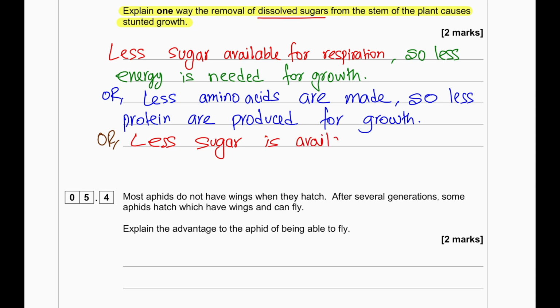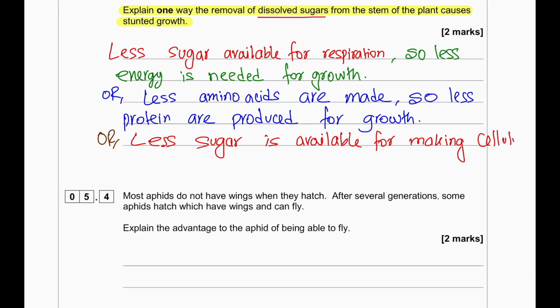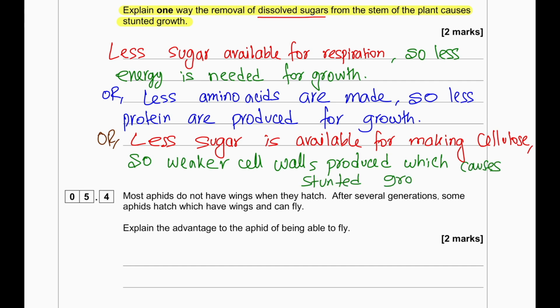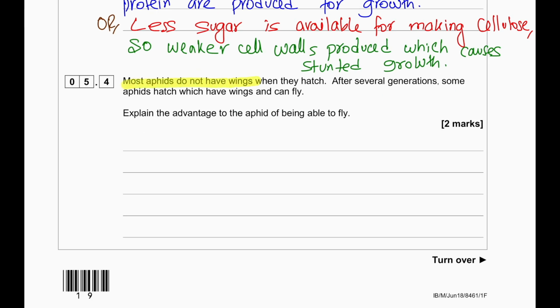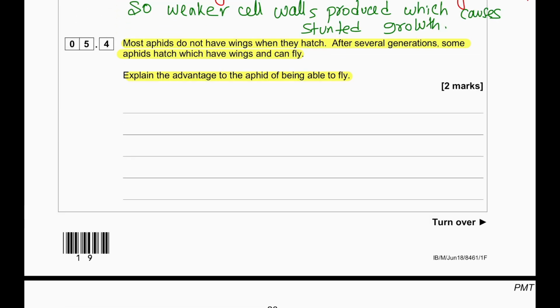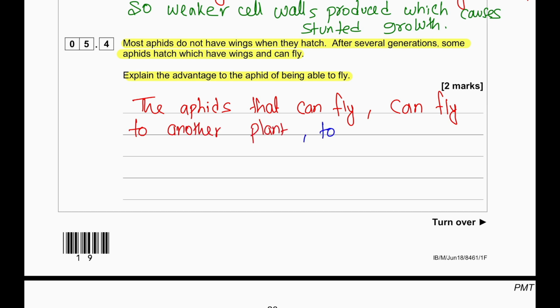A third answer that can also be written is that since the aphid removes dissolved sugar, the plant has less sugar for cellulose cell walls. So the cell walls are weaker and the plant cannot grow any further. Most aphids do not have wings when they hatch, but after several generations some aphids hatch which have wings and can fly. Explain the advantage to the aphid of being able to fly. Those aphids that are able to fly can take off from one plant and fly to another plant, which will allow them to get more food.